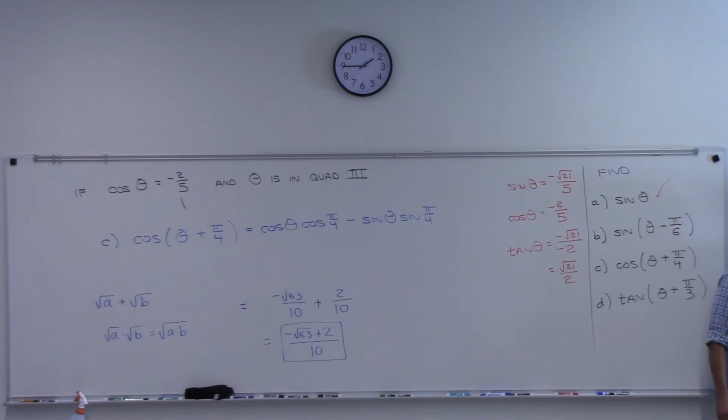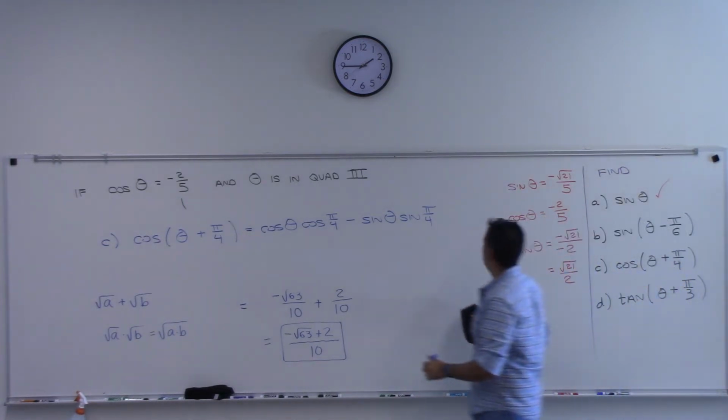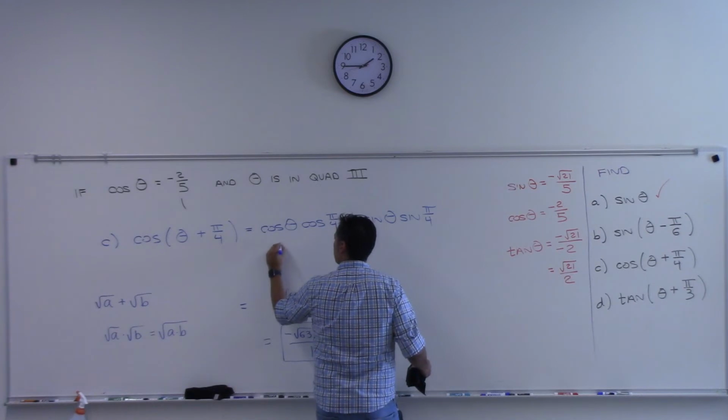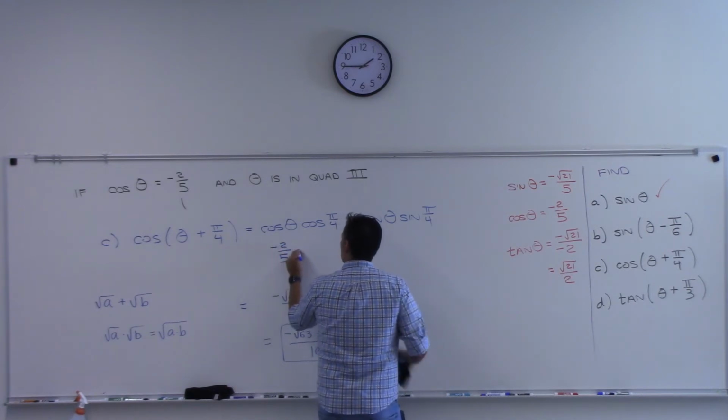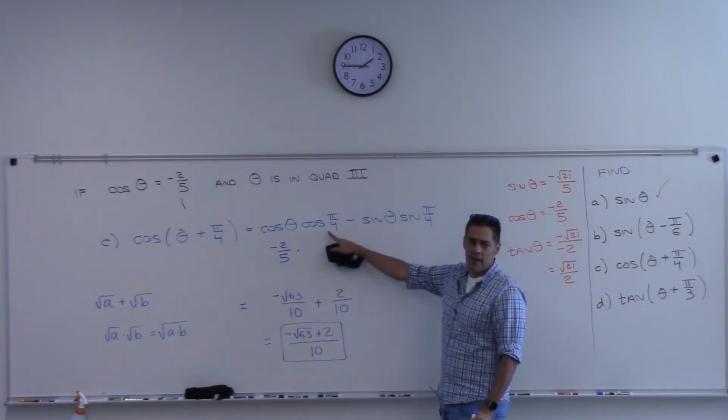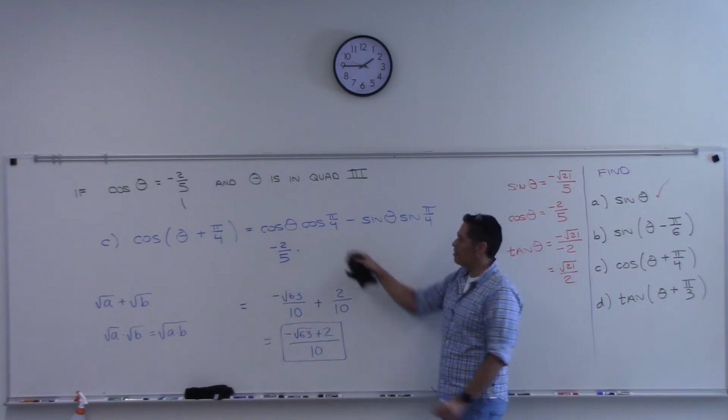Yes? All right, now we know all these values, right? Cosine theta is -2/5. Cosine of pi over 4 is the x-coordinate at the angle pi over 4, which we all know now.